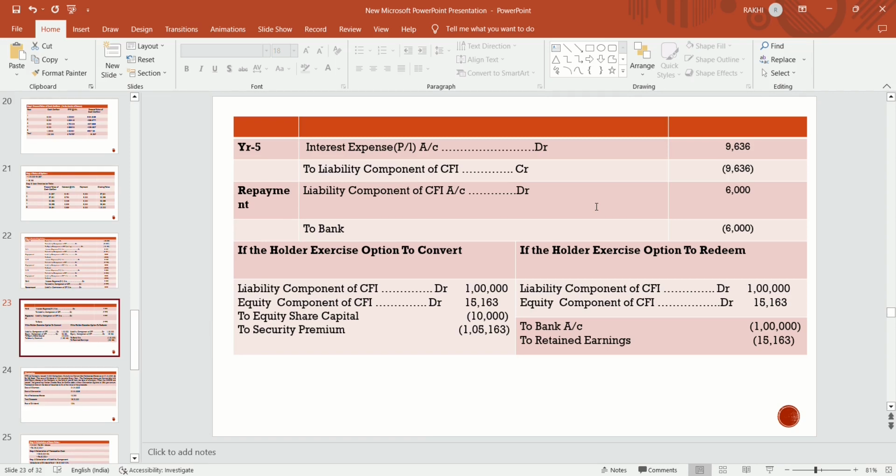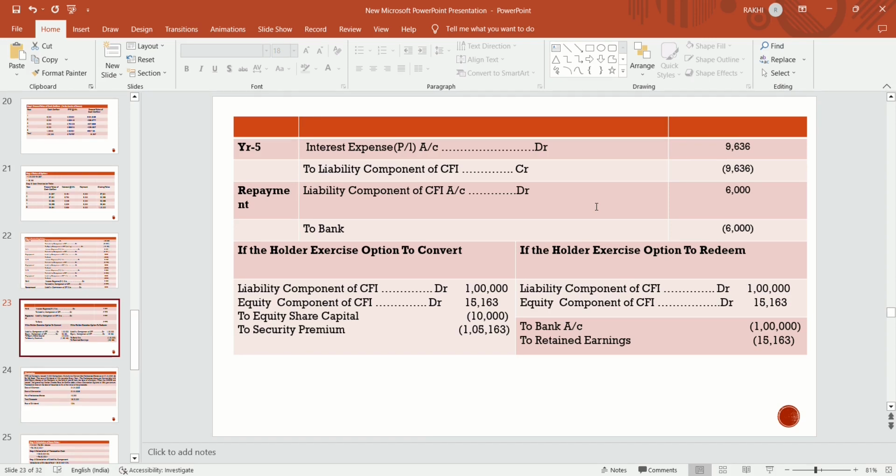It will convert into shares. One bond is converted into 10 shares, so 100 bonds become 1,000 shares, and the face value becomes 10, so it becomes 10,000. So it should be converted to equity share capital at the rate of 10,000, and the balancing amount becomes the securities premium.